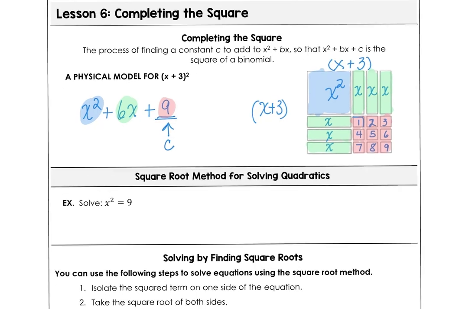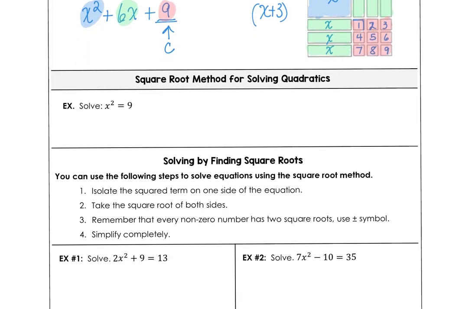Now, another useful tool for solving quadratics is called the square root method. When we're using the square root method, we want to take the square root of the x squared term and the square root of the 9. But remember that when you're taking the square root, you have to consider that the answer could either be positive or negative. So I can square a positive 3 or a negative 3 and end up with a positive 9. That's called the square root method.